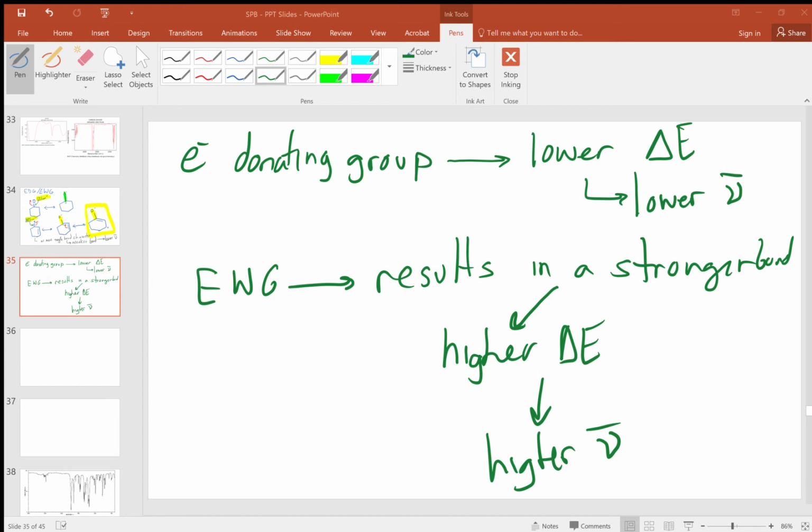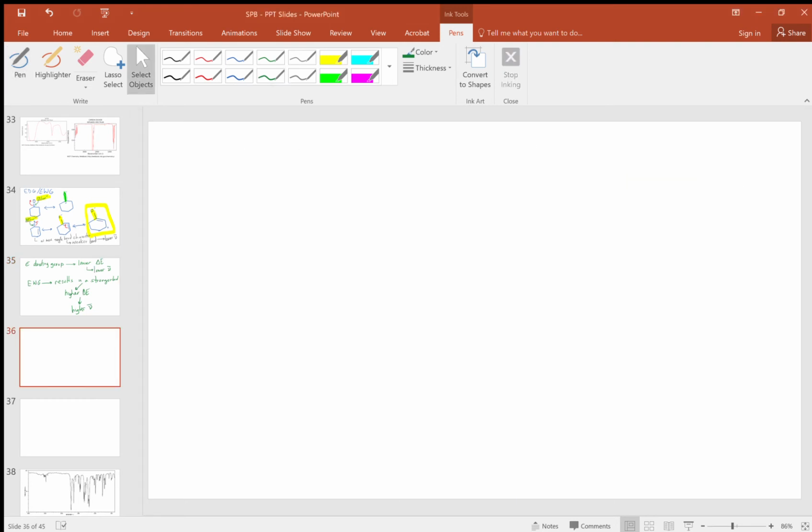All right. Now you may have noticed there are some other functional groups that we haven't talked about. Some functional groups that we learned, but we haven't really gotten into their IR spectra. And there's reasons for that. The reasons are that they fall into ranges that aren't very useful for us.